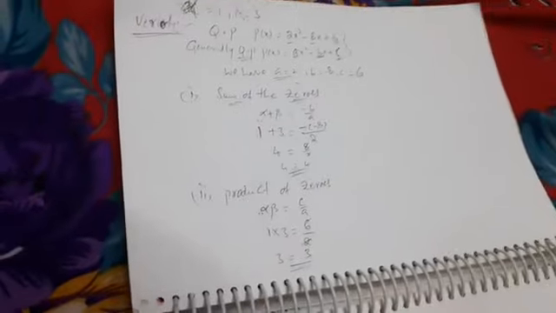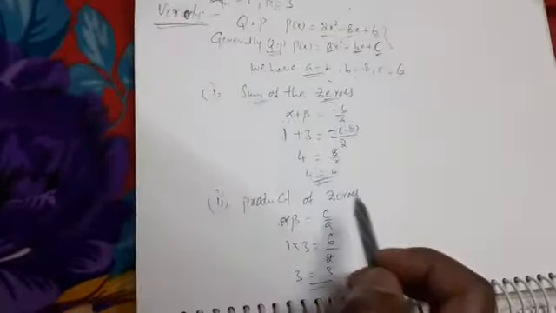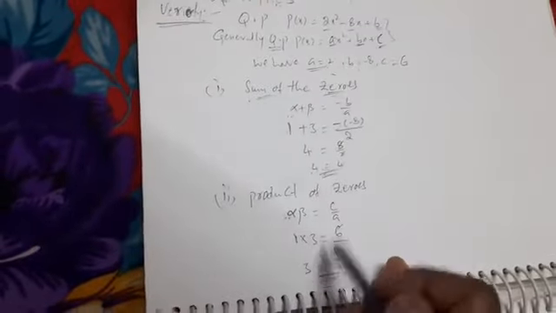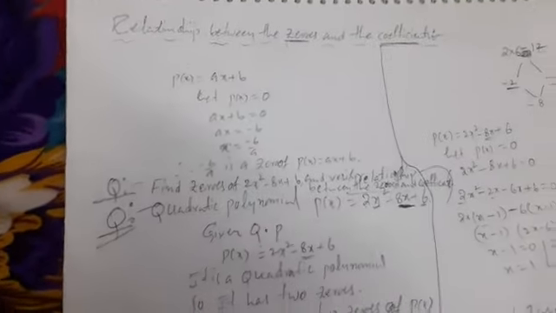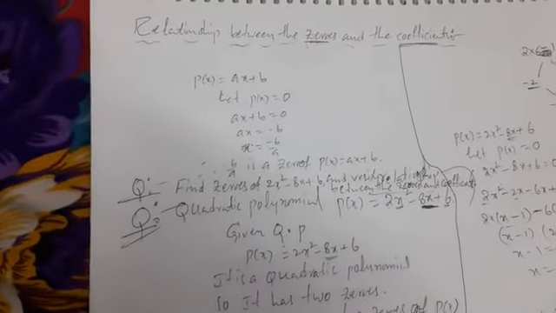So we are satisfied: when we substitute the zeros and coefficients in the sum of zeros and product of zeros, you can observe LHS and RHS are equal. So I hope you understand this problem. Once again you can observe this problem and do the remaining problems. I will give some problems.